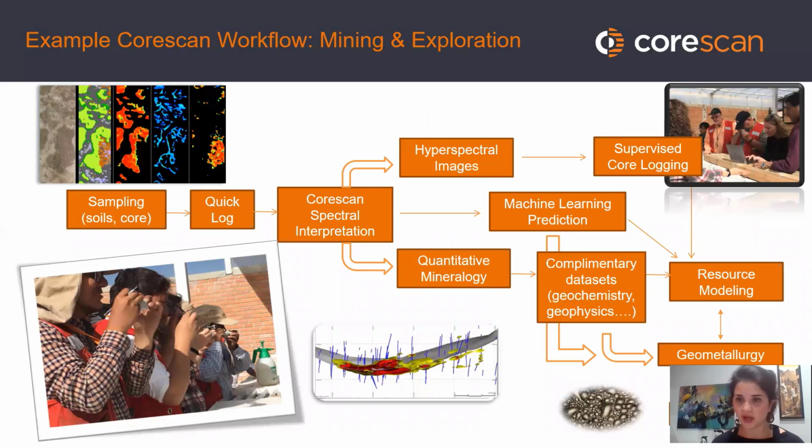So an example workflow, how would I go about using this? You would first collect your data. You could do a quick log. Then you would scan the core. There would be a spectral data interpretation of it. Then you can use the images in a specific way, whether you're going to use them to help you core log, or maybe to do some textural analysis for geomet. You can also use that semi-quantitative mineralogy to integrate with complementary data sets, whether it's chemistry or geophysics, use that for some machine learning, or use it to help improve your existing 3D models. This is just an example. There's tons of different ways that you can use this data.